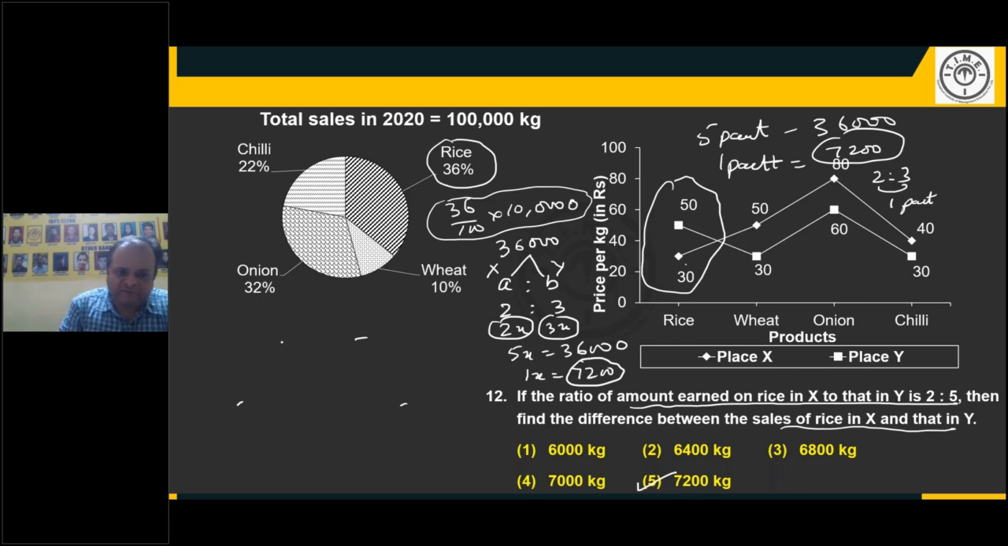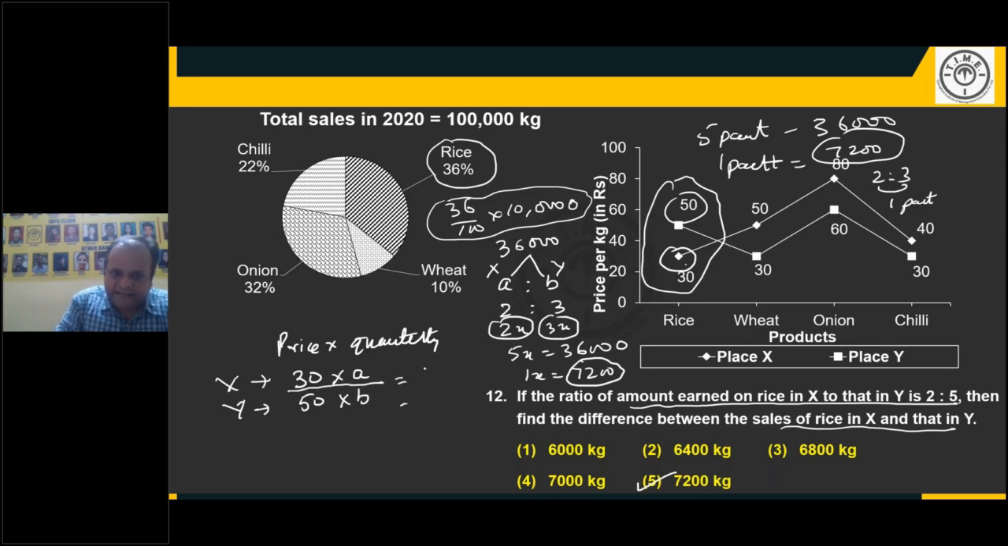Now amount, where will the amount come from? Amount will come from price multiplied by quantity, correct? Yes. So the price at X is 30, and the quantity we have assumed is A for place X. Now for place Y, the price is 50, correct? This is 50, and let's say the quantity is B. So the ratio of amounts will be 30A upon 50B. That ratio is 2/5. So when we solve this, we get the ratio of the quantities. This is 10, this is 3. So we get A upon B is equal to 2/3.